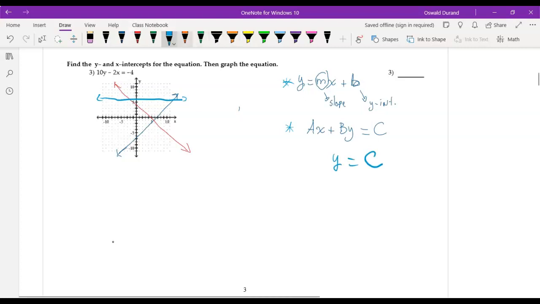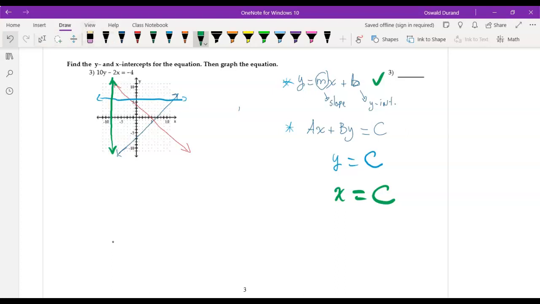And then you will have a vertical line also. That's another type of line that you may see, and that vertical line will be x equals some value c. These horizontal and vertical lines, in terms of equation, will look totally different from the slanted lines.